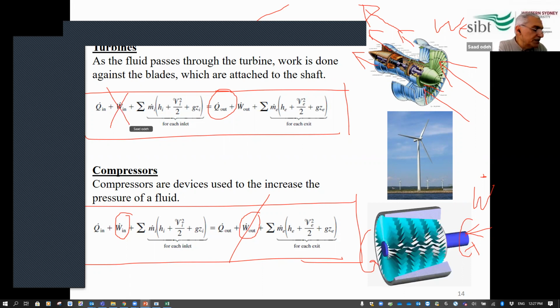I must keep it. But there is no work input, so I can remove work input. If there is no heat exiting the system, then I can remove Q out. If there is Q out, then I should keep Q out. If there is Q in, also I should keep Q in, and so on. But if there is no change in Z, I can remove the Z. This is the way that you can reduce the energy equation to a simple form so that you can solve it easily.